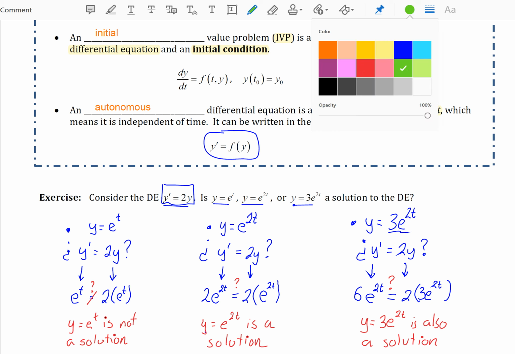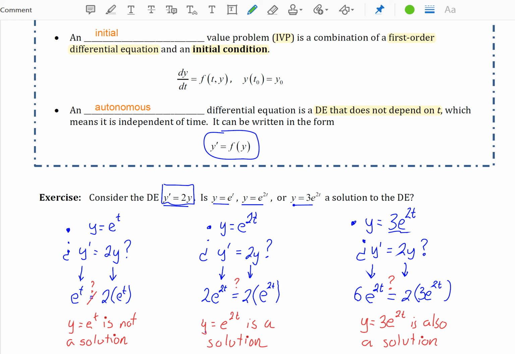In future sections, we'll actually be able to verify that there are many other solutions that match these two in form. In general, we'll be able to say solutions to this differential equation will always look like c e to the 2t, where c can be any constant. Notice that both of these are of that form. However, for chapter 1.2, we're asked just to be able to verify solutions of differential equations, and we're intended to do it by direct substitution like we are now. Let's look at another example.